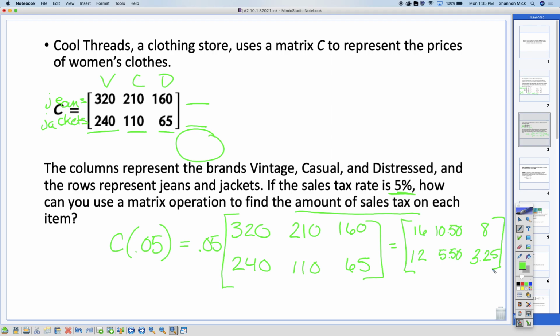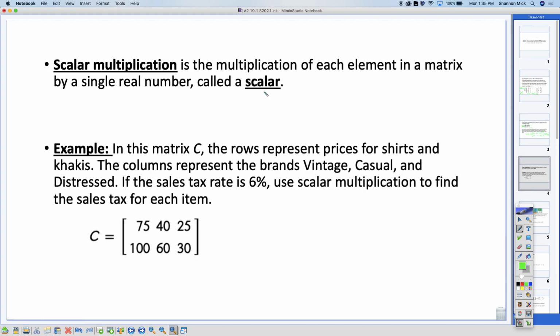Questions? Okay, so what this thing is called right here, it is called a scalar. Scalar multiplication is multiplication of each element of the matrix by a single real number. Is that what we did? Yes. We just did scalar multiplication and they didn't even have to tell me how to do it. Because it made sense. It was doing the math you would have already done.